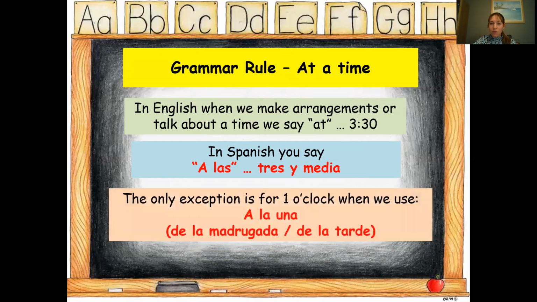The only exception for that is when we're talking about 1 o'clock. If we were saying at 1 o'clock, we would say a la una. So it's singular. We don't have the las, it's singular, it's la. A la una de la madrugada or a la una de la tarde, for example. So pause this video whilst you write down that grammar point. Give yourself a couple of minutes to do that.